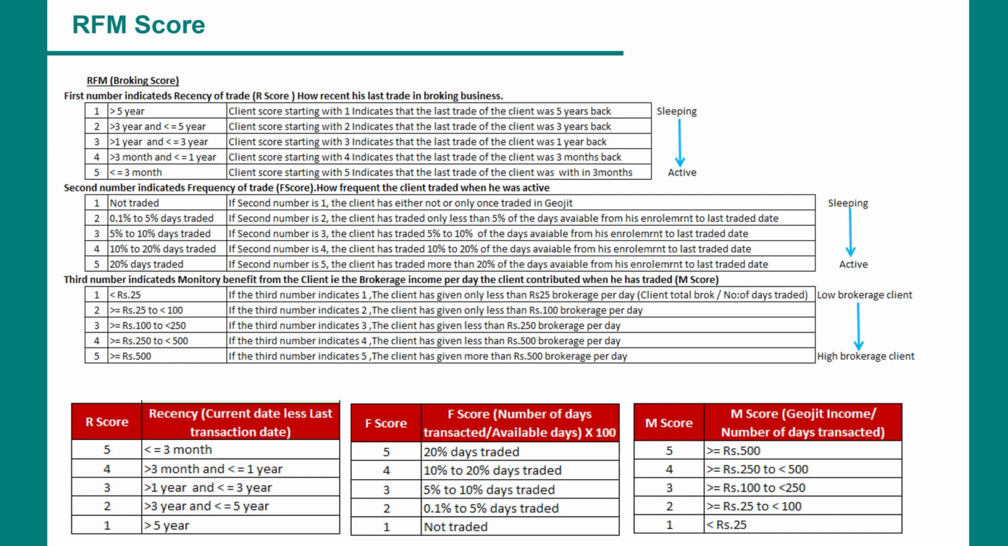If the client gives higher brokerage per day, then the M score will be 5. If the brokerage amount goes down, then the M score becomes 1. This way we can arrive at a total score for the client, by combining the R score, F score, and M score. So if the RFM score of a client is 5, 2, 3, the recency score is 5, the frequency score is 2, and the monetary score is 3. This way, you can identify the customer behavior on the sales point.